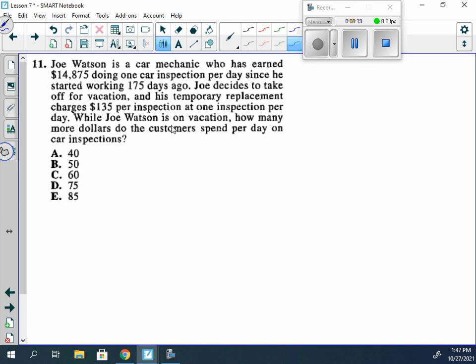How many more dollars? Well, because he was only doing 1 per day, right? So he made this much over how many days? So we just need to divide these 2. How much does he make? Okay, that just seems really small.